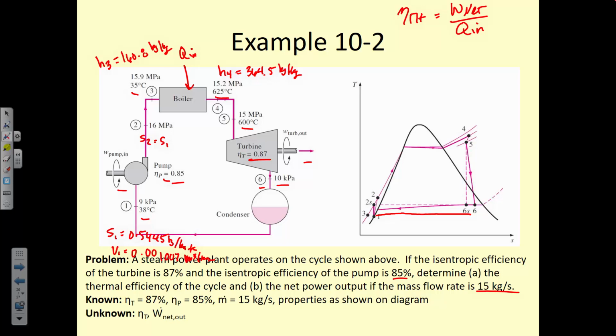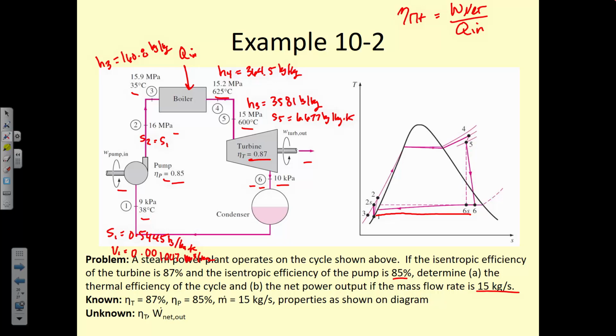And state 5 is fully specified. H5 is 3581 kilojoules per kilogram. And S5, because we'll need that to figure out state 6, S5 is equal to 6.677 kilojoules per kilogram Kelvin. So the only states that we aren't able to look up property values for are state 2 and state 6, but we can figure them out.